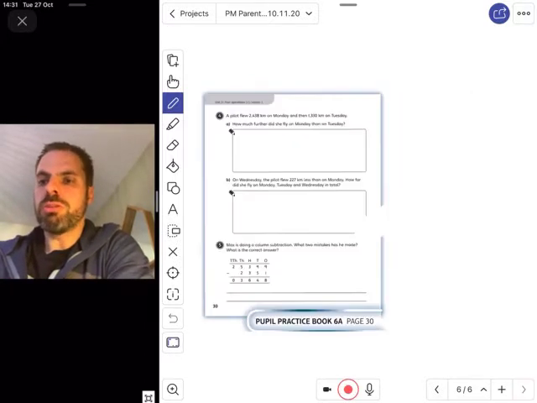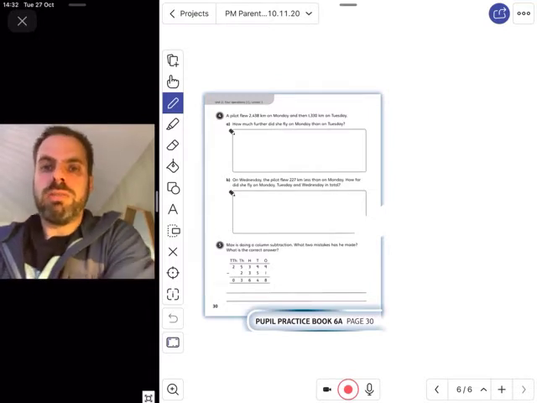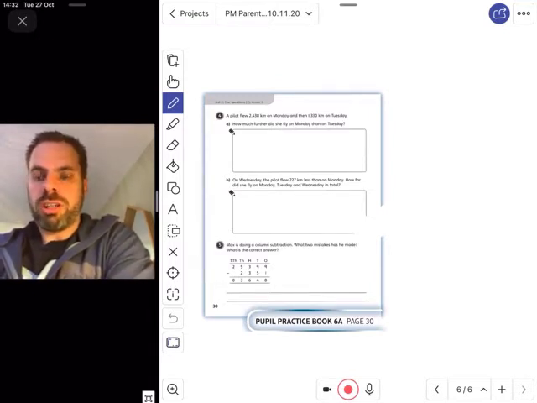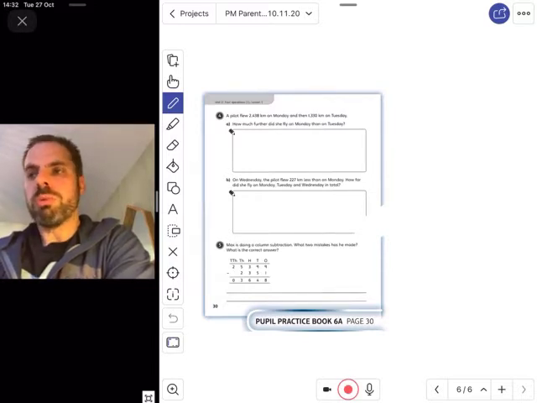And then when it comes to working on their own, either in class or at home if they haven't finished it, they'll be looking at questions like this. Now, what's really important is what we said earlier on. We talked about the use of the language, and this is where it becomes really important.